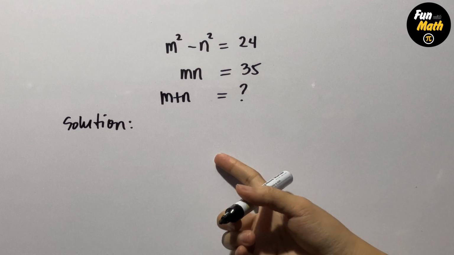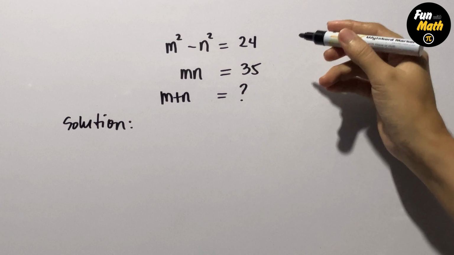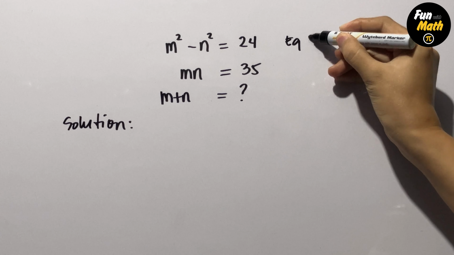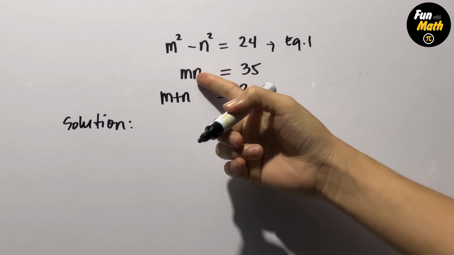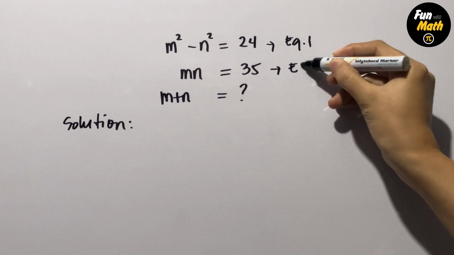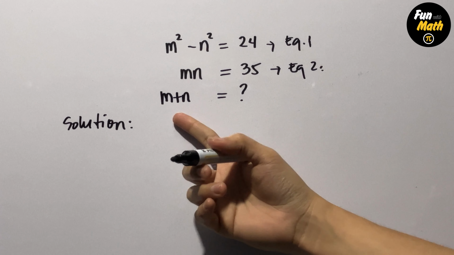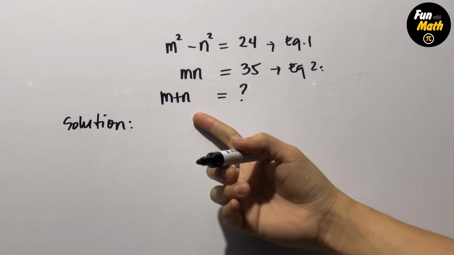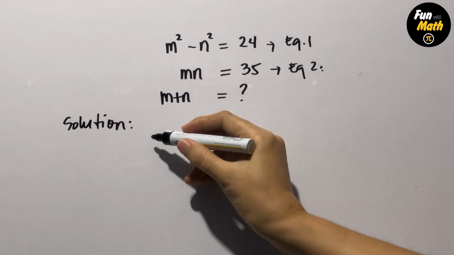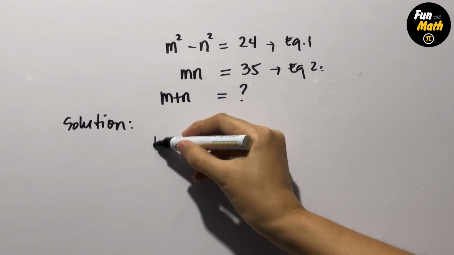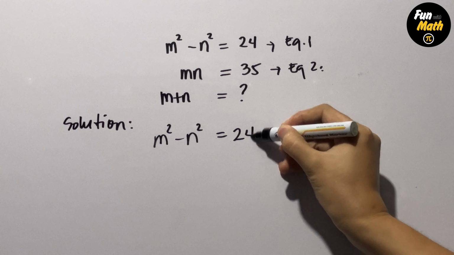So first, this one we can consider as our equation 1, and this is our equation 2. So we are going to find m plus n. Now first, let's bring down equation 1. That is m squared minus n squared equals 24.